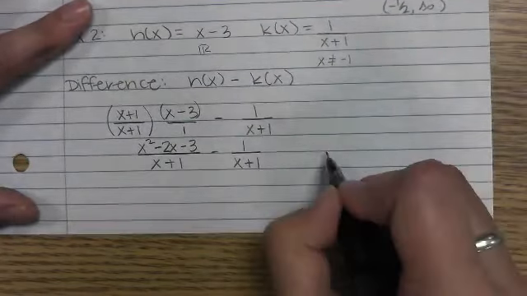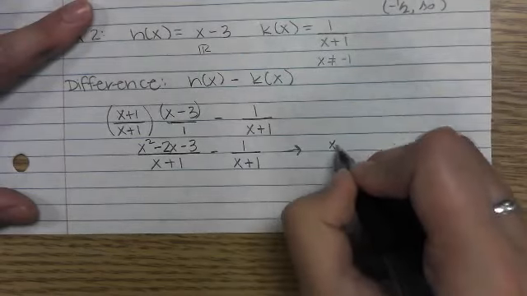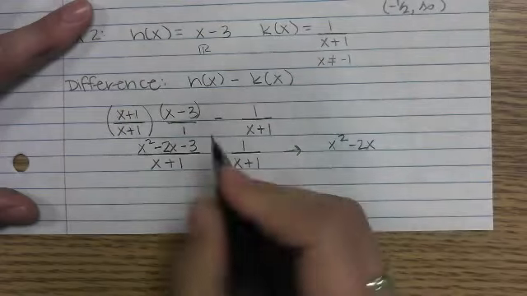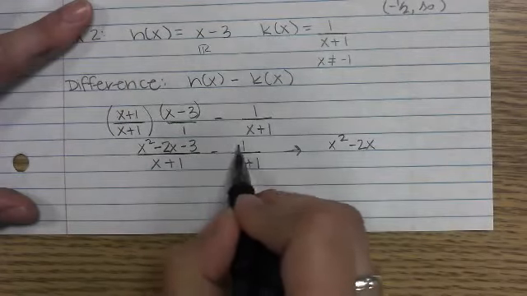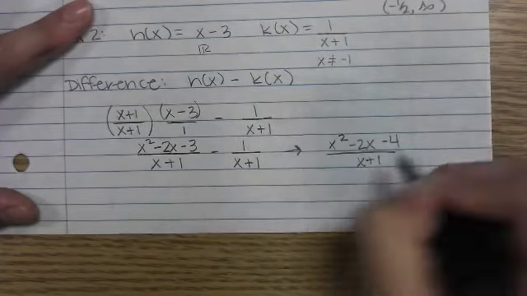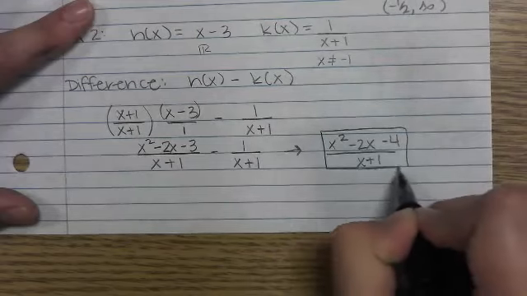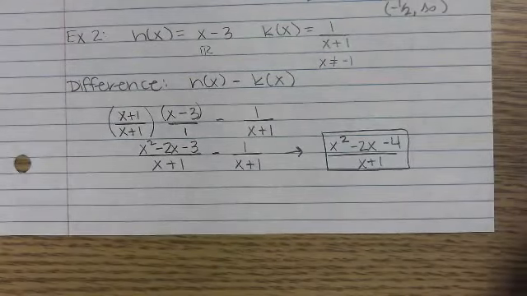And so I can go ahead and make that into one fraction. So I've got x squared minus 2x. I had a negative 3, I'm subtracting another 1, so now I've got negative 4 over x plus 1. So there, I have finished the function operation, but now I need to find the domain.